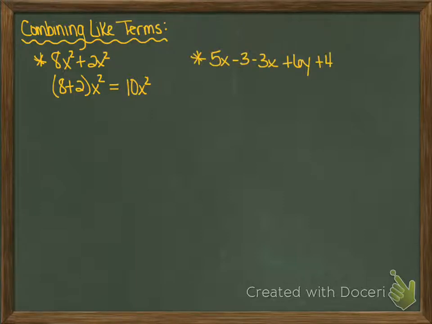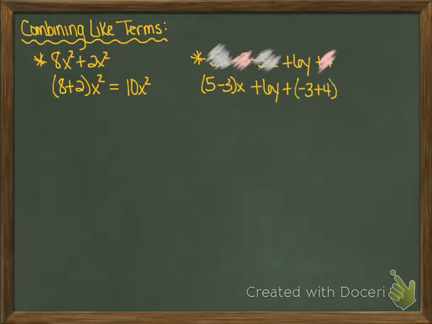Another example, 5x minus 3 minus 3x plus 6y plus 4. I'm going to go ahead and highlight some like terms, and it doesn't show up the best. The first is kind of like a gray highlight. I've highlighted over the 5x and the minus 3x. That is one set of like terms. And then I have 2 constants, the negative 3 and the 4. That's another set of like terms.